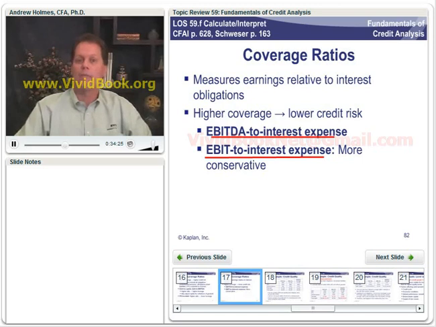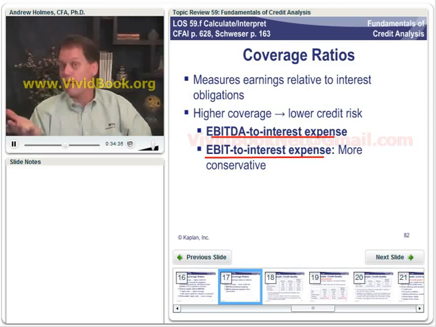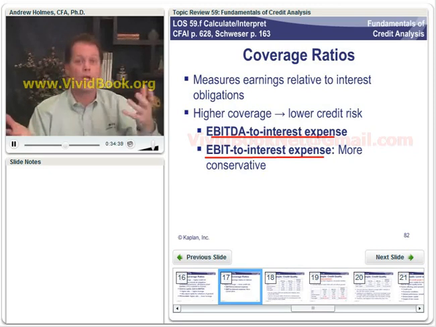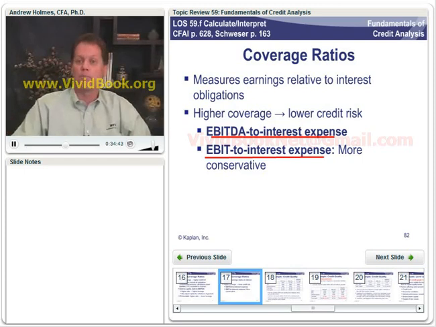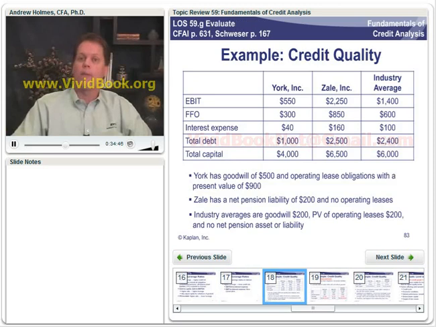So EBIT to interest expense is a little more conservative because we're not adding back depreciation and amortization. But probably the key thing here is to make sure that you use whichever one would make a valid comparison. So if you have industry data based on EBITDA to interest expense, you wouldn't want to use EBIT to interest expense for evaluating your particular firm. So credit ratios. How about a quick example?